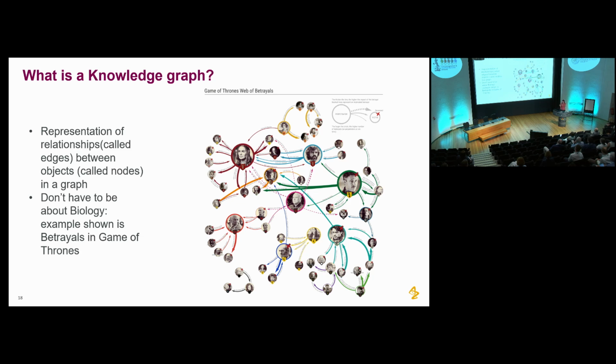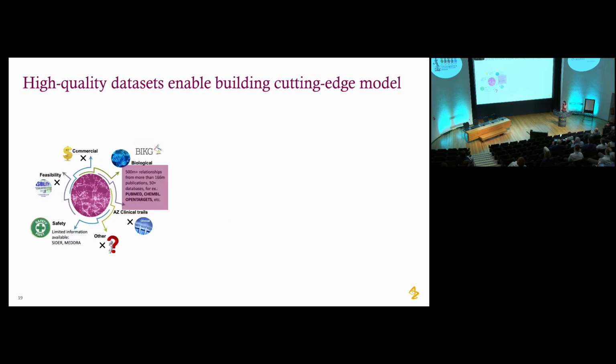And we can generate a knowledge graph across different domains, so it doesn't really have to be biology. The example I've shown here is the betrayals in Game of Thrones, where the node size indicates the number of betrayals, and the edge weights indicate the impact of the betrayal. So as you see, a knowledge graph can really be applied anywhere. And within AstraZeneca, we use it for multiple use cases. I've mainly been using it for target identification and lifecycle management purposes.